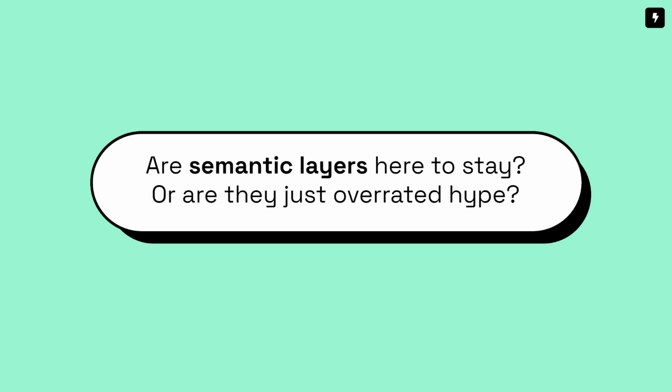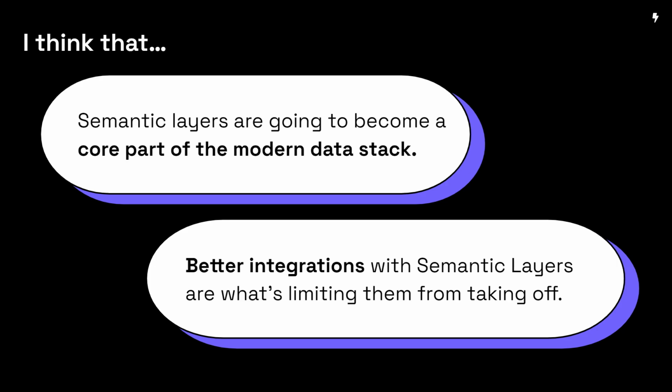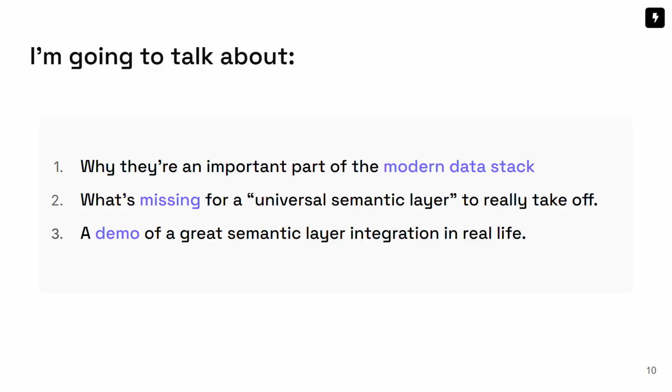And so the question is, are semantic layers here to stay, or are they just overrated hype? And I hope by the end of this that you agree with me that semantic layers are going to become a core part of the modern data stack, and that better integrations with semantic layers are what's really limiting them from taking off today. Because that's what I'm going to be talking about. I'm going to talk about why I think they're a really important part of the modern data stack. I'm going to talk about what's missing for a universal semantic layer to really take off. And then I'm going to give you a demo of a great semantic layer integration in real life with Lightdash, of course. Had to slide it in somewhere.